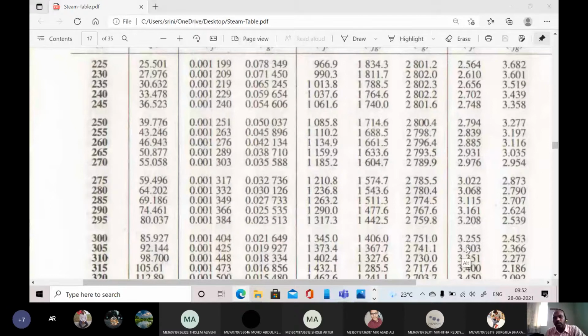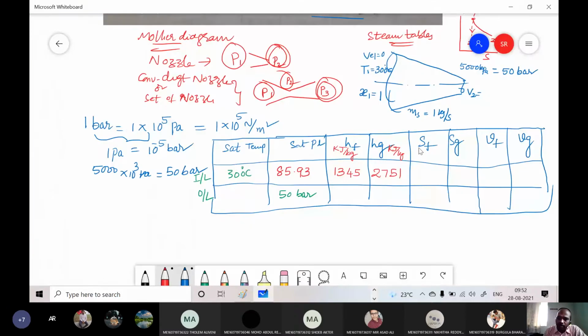This is the entropy table. Now what is SF? Entropy units are kilojoules per kg Kelvin. Tell me SF and SG. SF is 3.2552. Then the SG value, for gas? 5.7081.